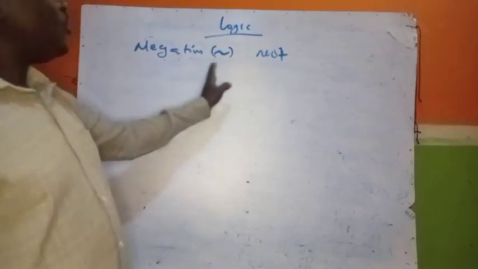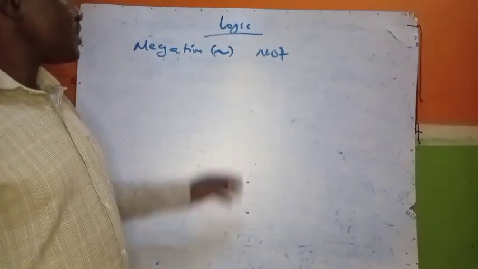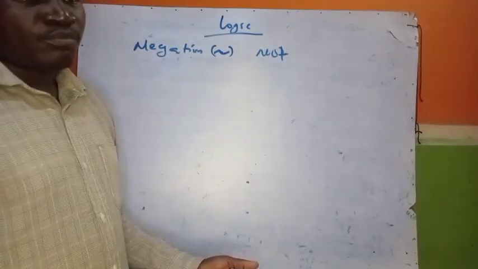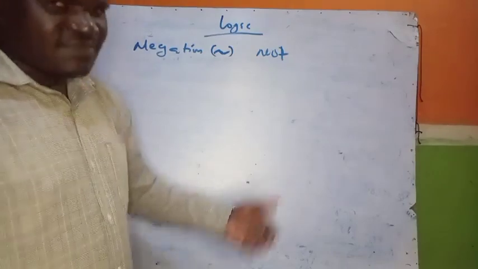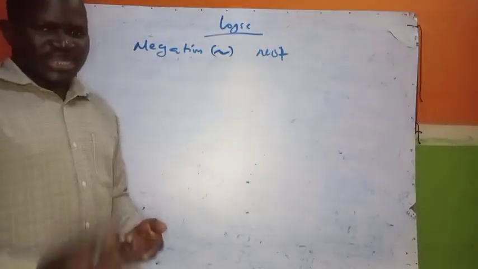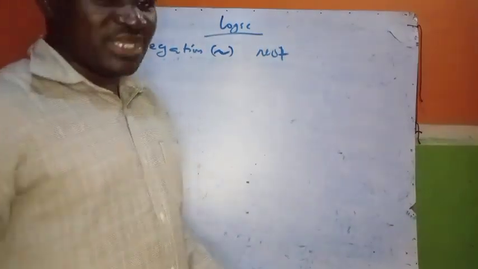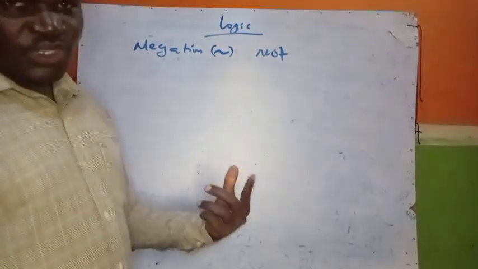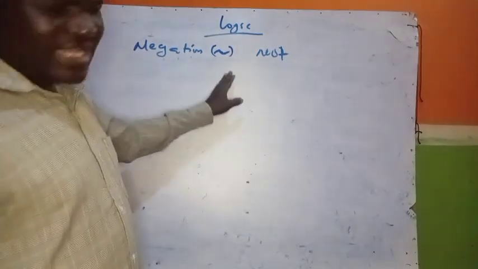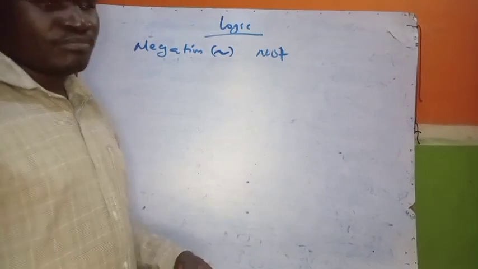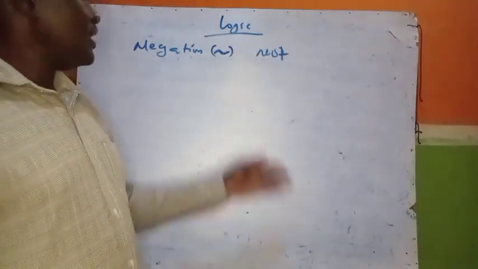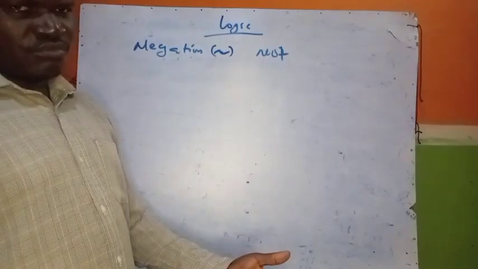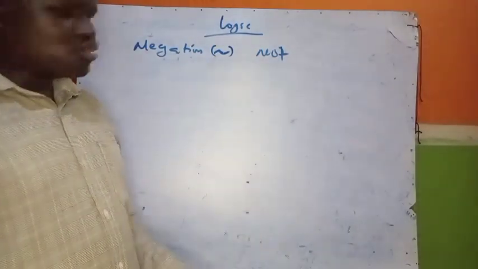Then for a logical proposition, you can now have a statement. If you say that Ade is brilliant, what is the negation of that? The negation of it is Ade is not brilliant. Something you are going to know: if the statement is true, its negation is going to be false. But if the statement is false, the negation is going to be true.